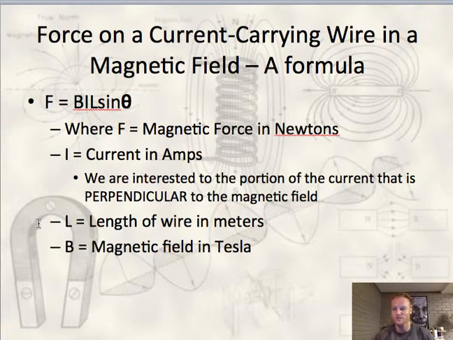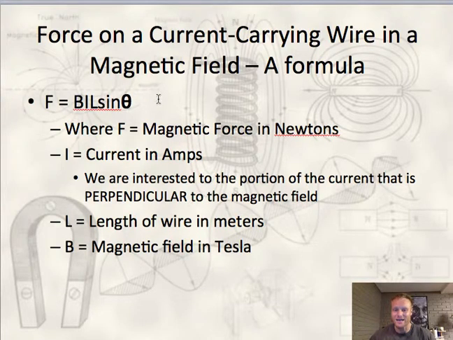So let's go through the variables real quickly here. F stands for force, and the force, the magnetic force in that case, is equal to B, which is the magnetic field, and that's typically measured in something called a Tesla, times the current I, which is usually measured in amps, times L, which is the length of the wire in meters. So if you have a longer wire, it's going to experience more force than, say, a shorter wire.